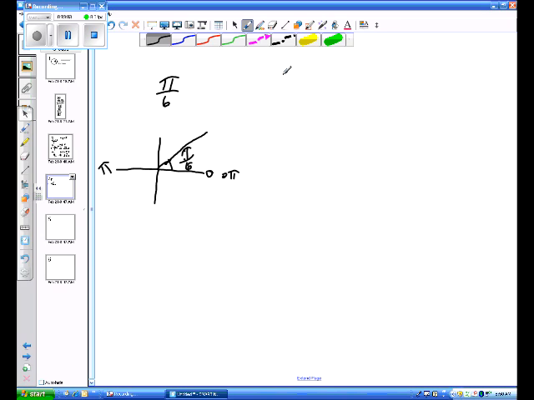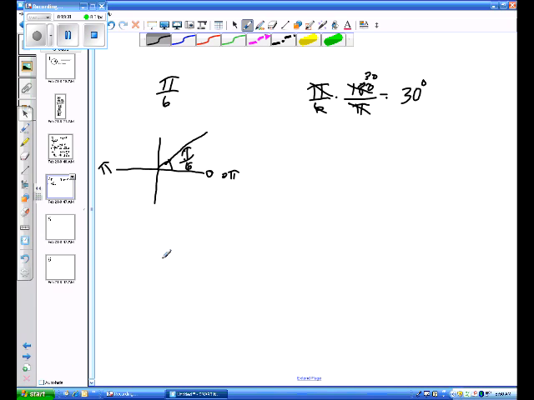Now let's change this to degrees. So we're going to multiply this by 180 over pi. Our pi's cancel. 6 goes into 180 30 times. So pi over 6 is 30 degrees. Now since we're in quadrant 1, then those are our reference angles.